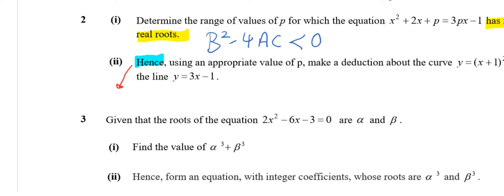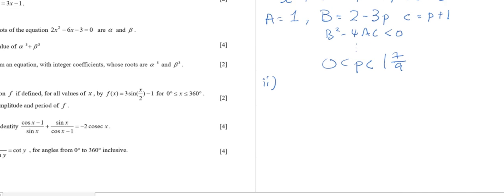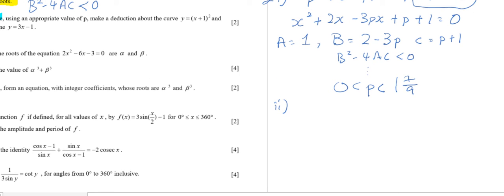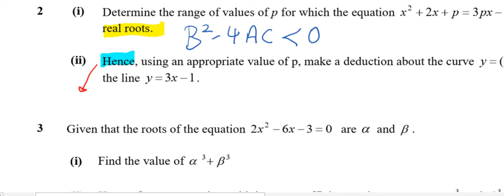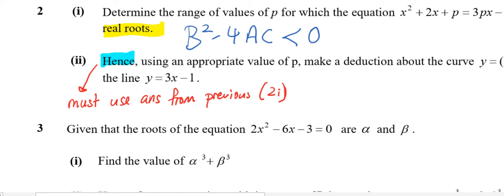Try this. Right. C is P plus 1. Done? Okay, everyone look at your 2 part 2. Underline the word hence and write down: hence means must use answer from previous. That means 2 part 1. Getting clear about this? So you must use 2 part 1.